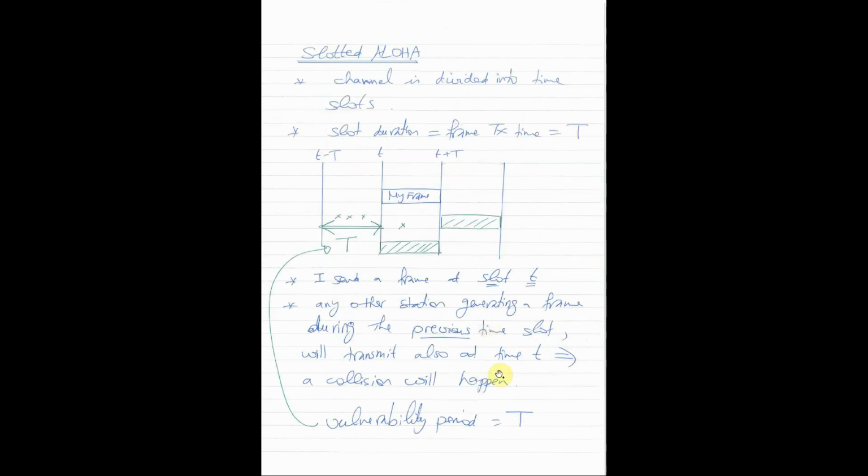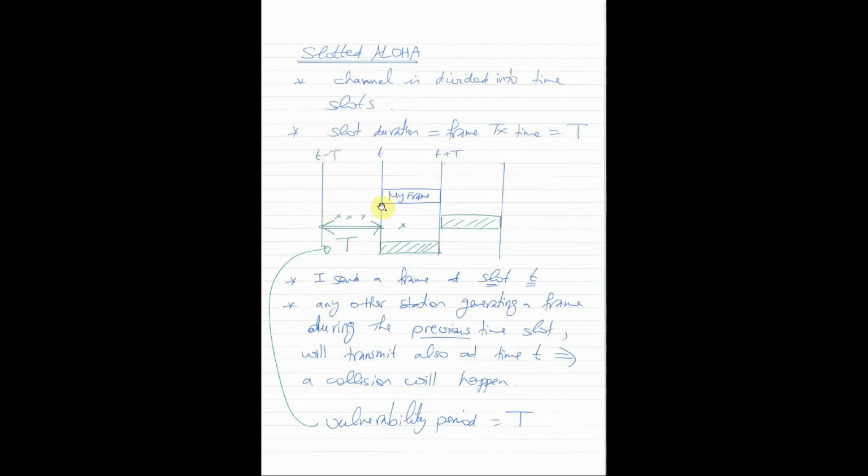Now, in slotted Aloha, things are a little bit different. Let's have the same setup. This is time little t. This is time t plus T. This is time t minus T. But instead of these being just arbitrary times, these are actual time slots because the channel is divided into slots. So imagine that this is a time slot. So this is the beginning of the slot, this is the end of the slot, and the beginning of the next slot. And this was the slot before, and so on.